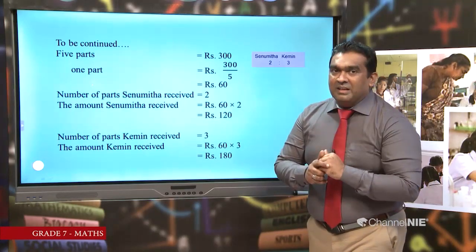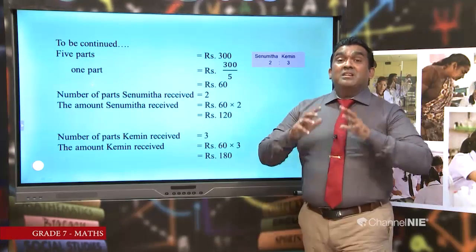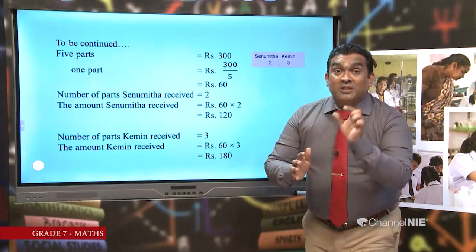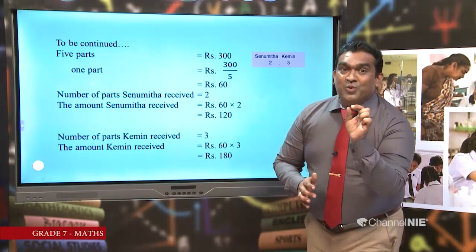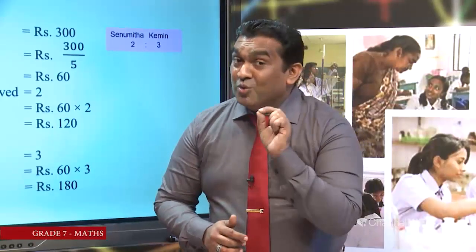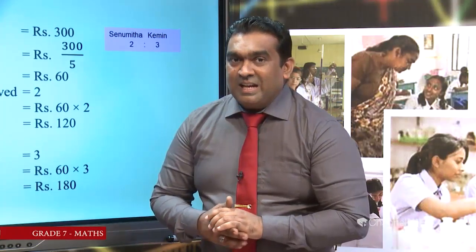Remember it, right? If you want to divide something in a ratio, definitely you have to find out the unit value of the item, the unit value of money, right? We'll see.